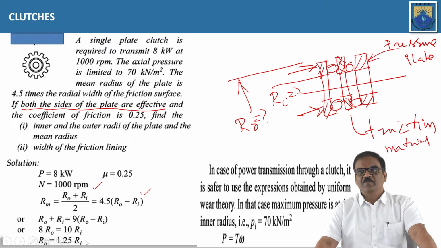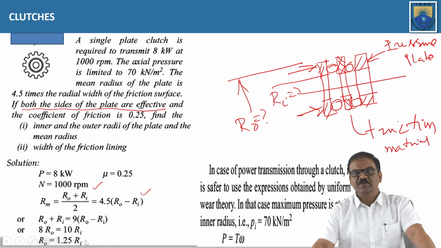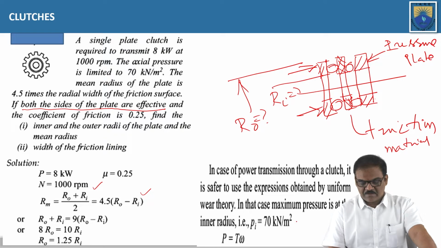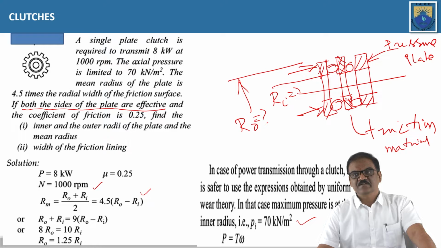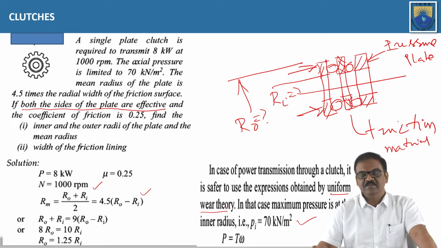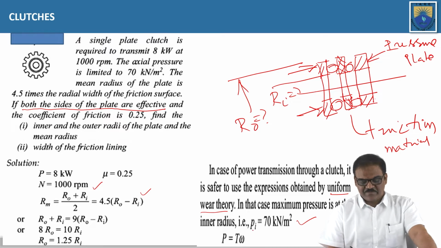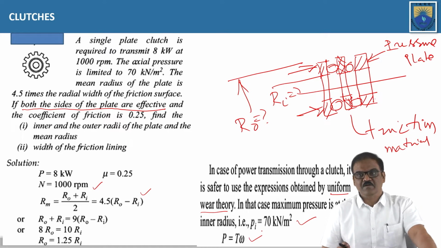In case of power transmission through a clutch, it is safer to use the expression obtained by uniform wear theory. In that case, maximum pressure is at the inner radius. So for clutches, we use uniform wear theory unless it is explicitly stated to use the uniform pressure theory. And the power transmission is given by P is equal to T into omega.